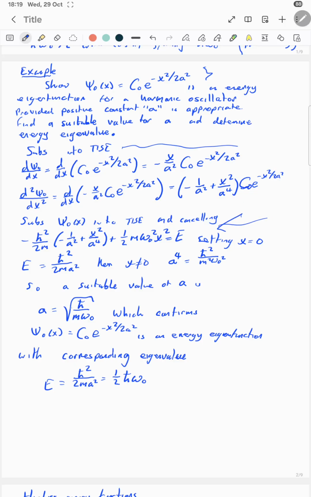taking the derivatives and cancelling, we get to this term here. Setting x equals 0, we get the energy level of h bar squared over 2m a squared. Then when x does not equal 0, we get this a to the 4 equals h bar squared over m squared omega naught squared. So a suitable value of a is this, which confirms this is an energy eigenfunction with corresponding energy eigenvalue here.